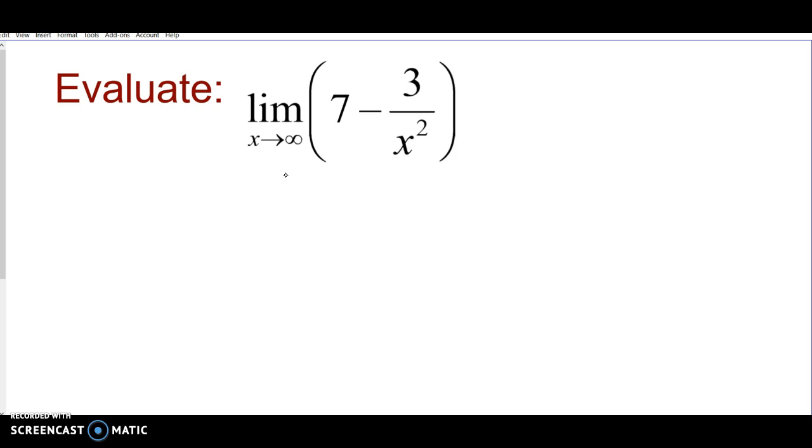You could also graph it to understand what's happening as x approaches infinity.